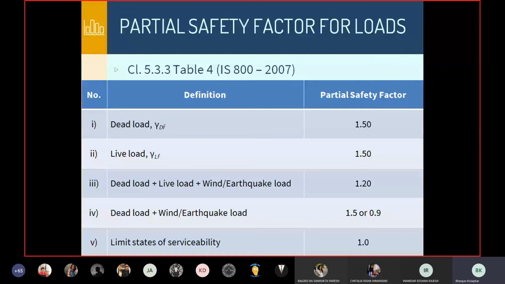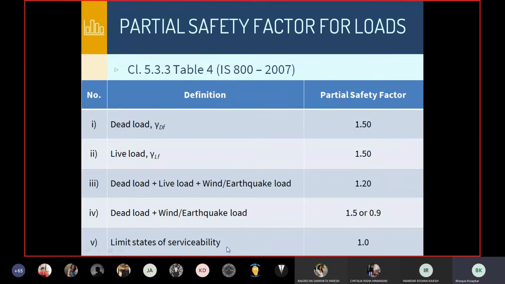It's highly probable that it would have a higher dead load, but higher dead load, higher live load, and earthquake at the same time has a lesser possibility, and therefore we move it down from 1.5 to 1.2. Okay, when it is only dead plus wind or dead plus earthquake, it is 1.5, and for all limit states of serviceability, it is 1.